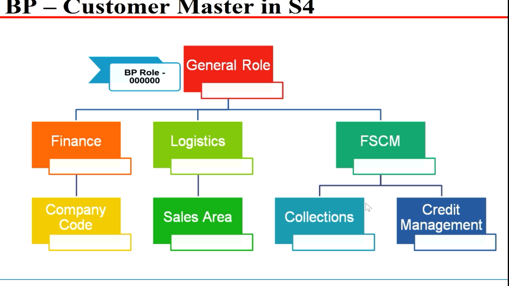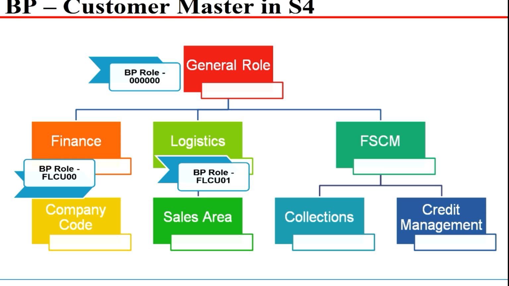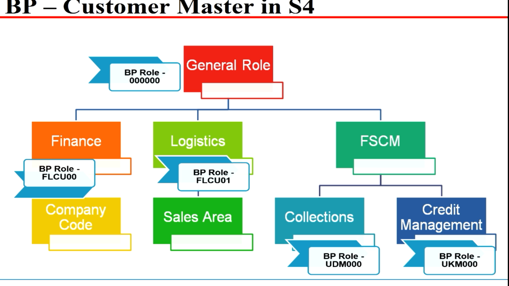The role identification wise, the general role, same for vendors and customers, is BP, all zeros. And then you have FLCU00, which is for finance, company code level information. Logistics information is created using FLCU01. And within FSCM, you have collection management with UDM000 and credit management with UKM000.